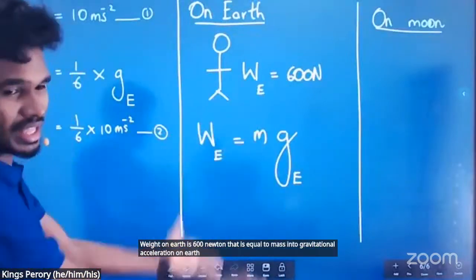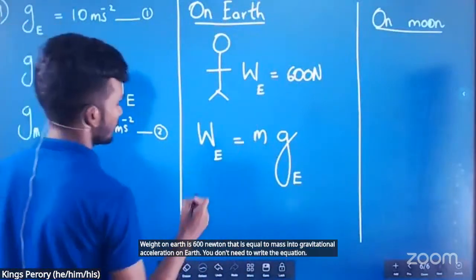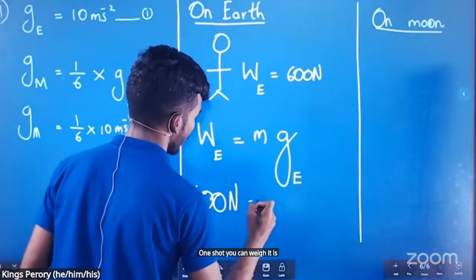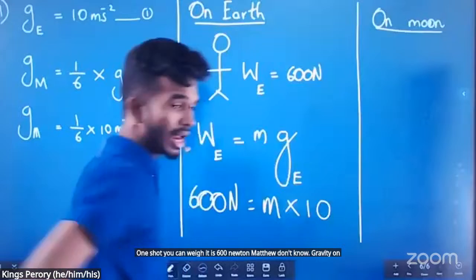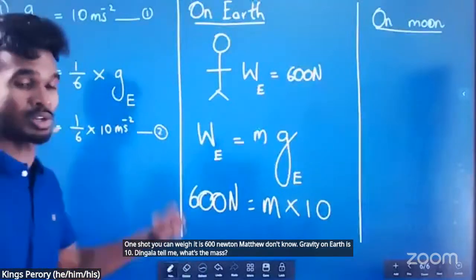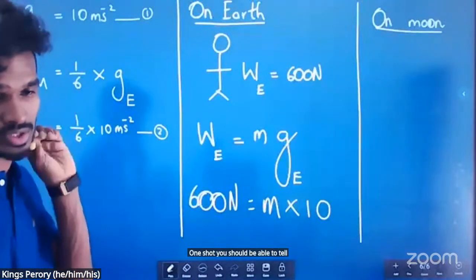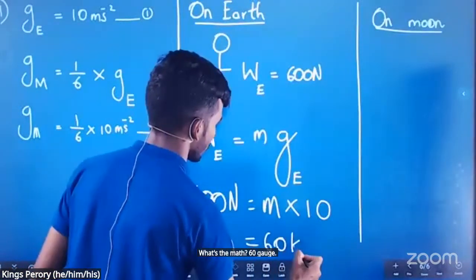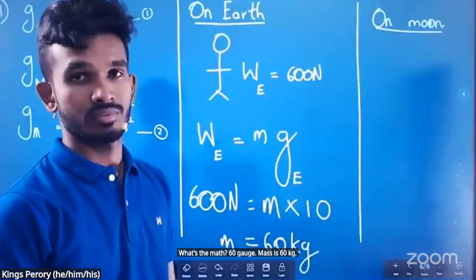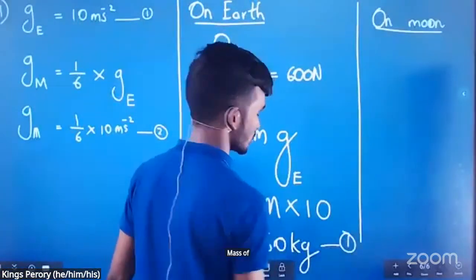You don't need to write the equation. One shot you can tell. Weight is 600 Newton. Mass you don't know. Gravity on earth is 10. Tell me, what's the mass? One shot you should be able to tell this. No need to write the equation. What's the mass? 60 kg. Mass of this fellow is 60 kg.